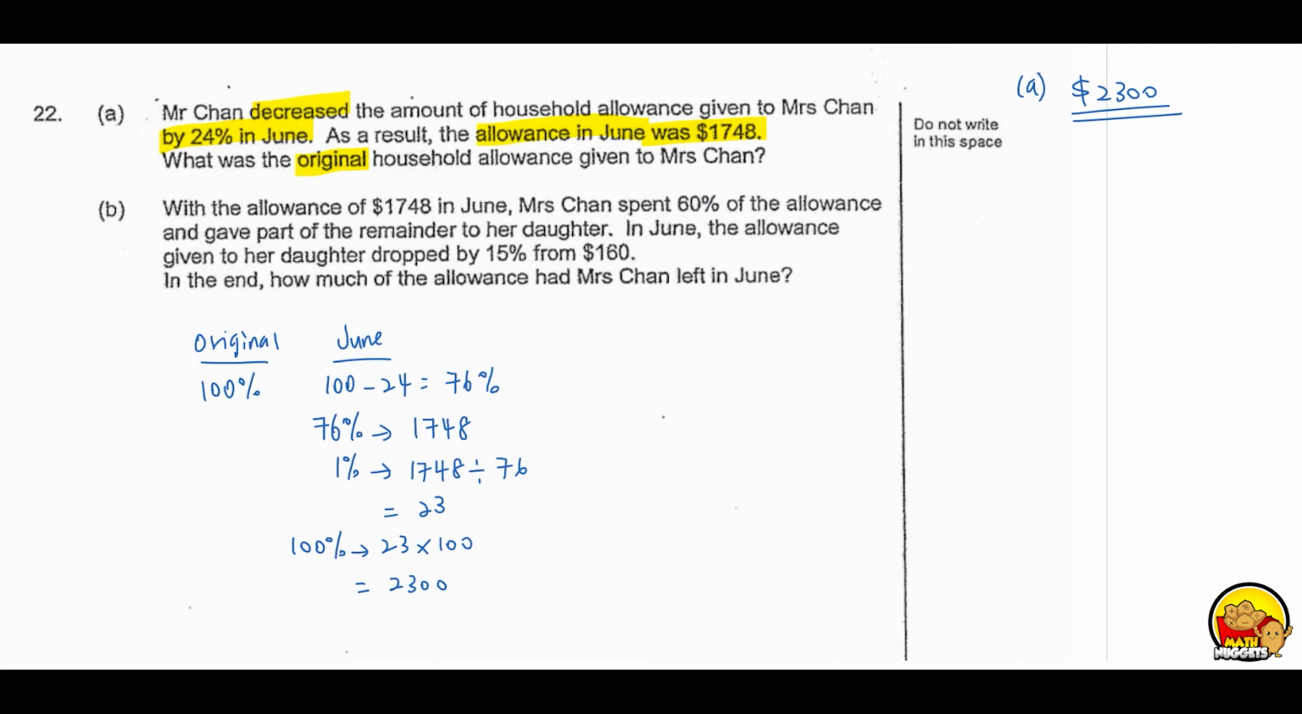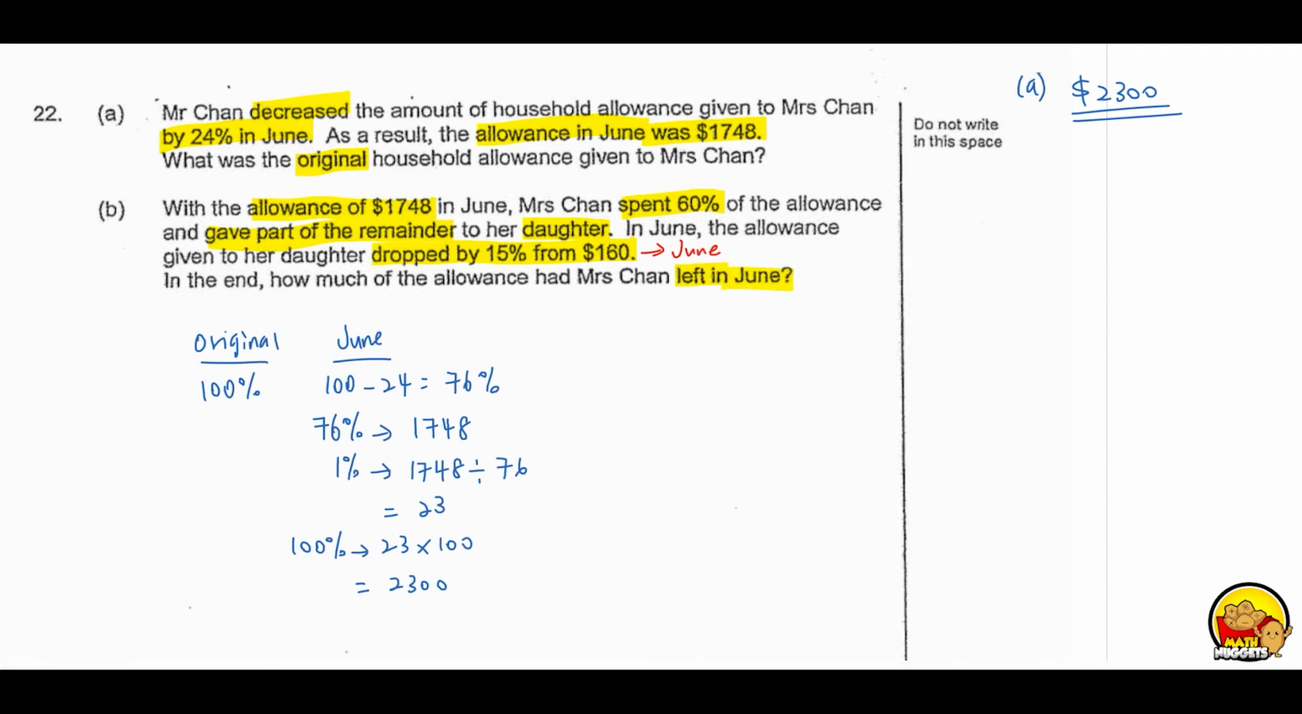Part B. So now we're talking about Mrs. Chan's allowance. So with the allowance of $1,748, Mrs. Chan spent 60%, and she gave part of the remainder to the daughter. Okay, and the allowance for the daughter dropped by 15% from $160. This is what happened in June, yeah? So how much of the allowance had Mrs. Chan left in June?